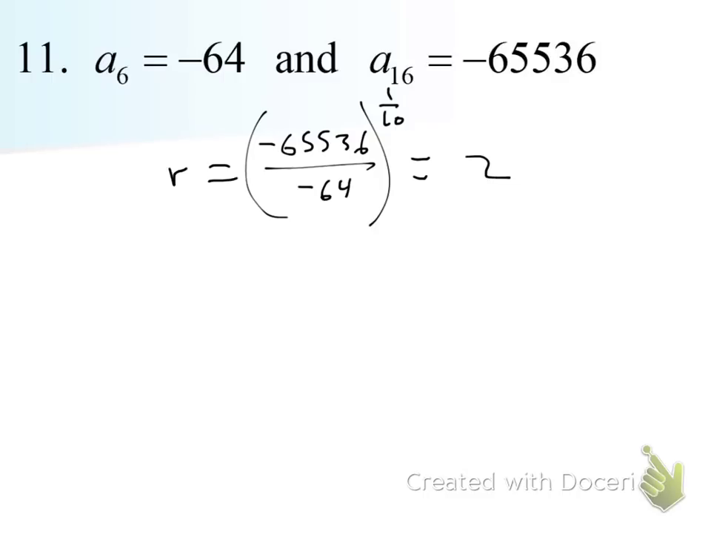But it's 2, right? Now, here's the thing. Ready? I don't need to use a formula. I'm asking for the 15th term. I'm sitting on the 16th. All I got to do is take this negative 65,536 and divide by 2, which is what? The 15th term is negative 30.